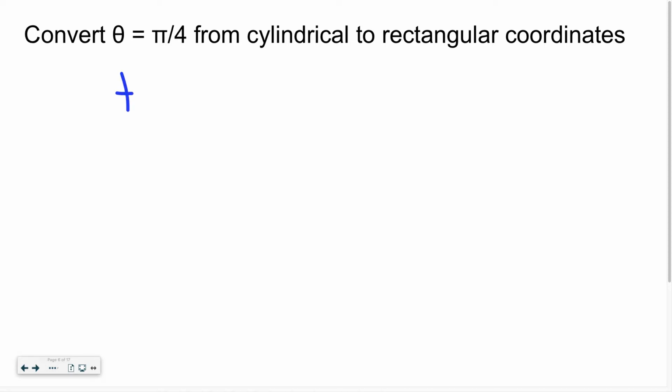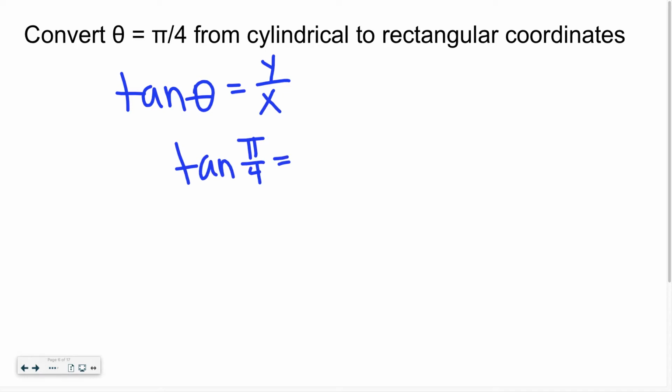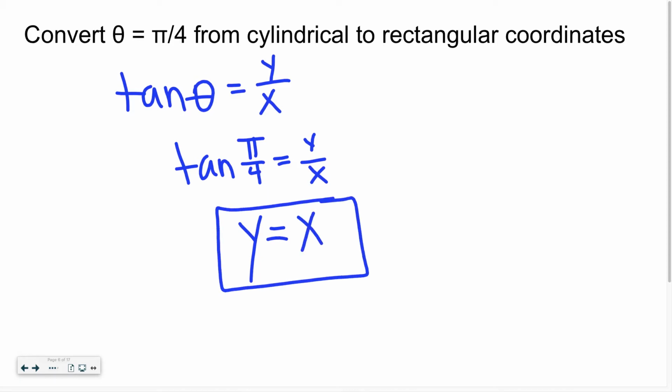Okay, we know that the tangent of theta equals y over x. So we have the y and the x, there's the theta. Well, if theta is pi over 4, then the tangent of pi over 4 equals y over x. And what is the tangent of pi over 4? 1. Okay, so y over x equals 1, or y equals x. In 2 dimensions, this would be a line. However, in 3 dimensions, this represents a plane.